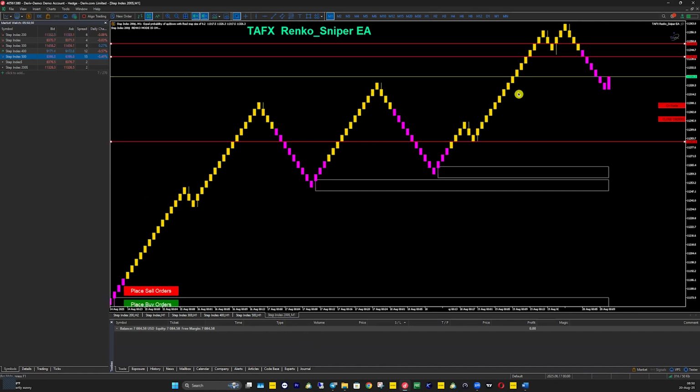So let's go back here and continue analyzing this market. So this is an entry point to this point, and this is an exit.